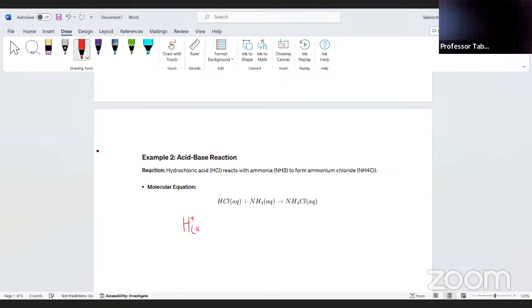Watch this though. Plus chlorine, but you cannot split NH3 up. I just showed you, okay? NH3 must stay together. And then you've got your ammonium, your NH4, and then your chlorine. Oops, I'm sorry, y'all couldn't see that part. Your chlorine gets separated.